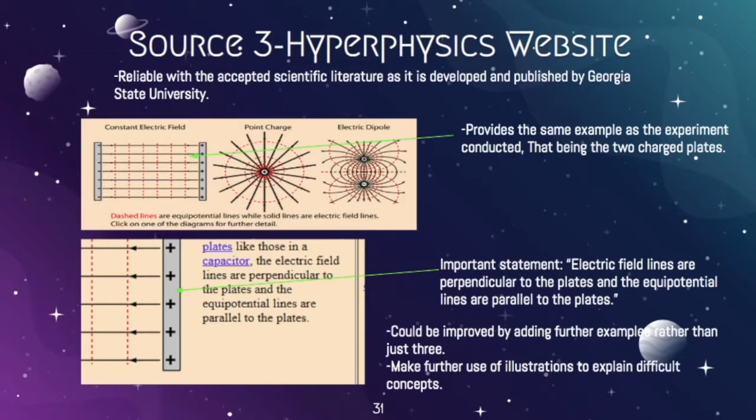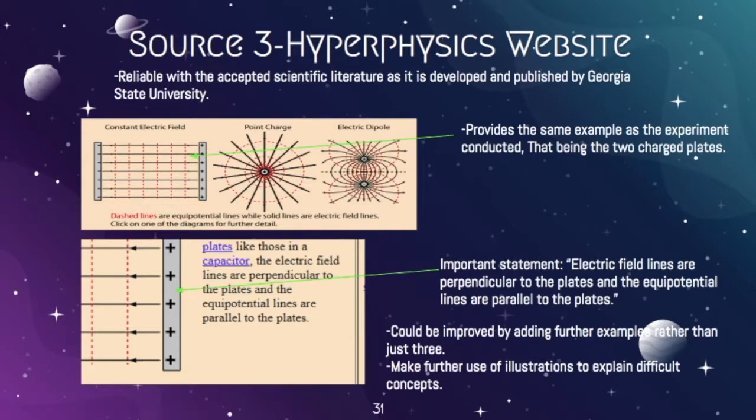Source 3. The Hyperphysics website. Hyperphysics is a reliable source as it is developed and published by Georgia State University. Hyperphysics provides the same example as the experiment conducted, that being of the constant electric field between two charged plates. Hyperphysics also supplies the critical statement, quote, "Electric field lines are perpendicular to the plates and the equipotential lines are parallel to the plates."